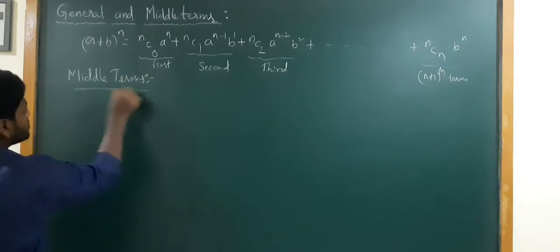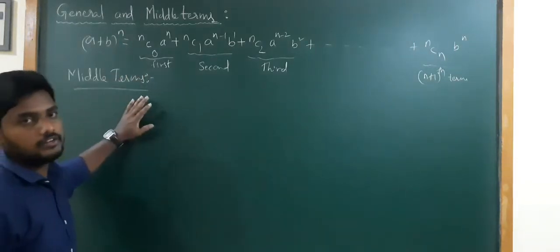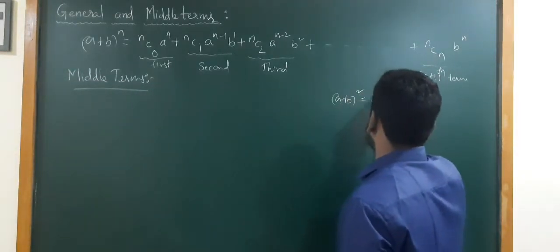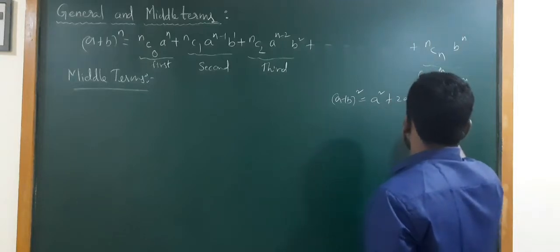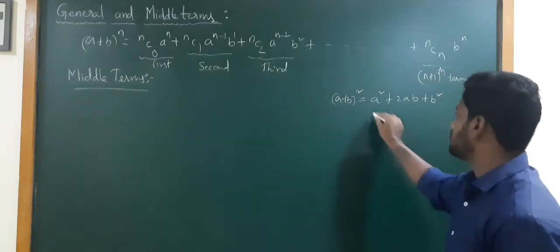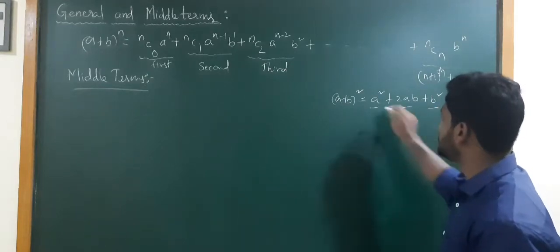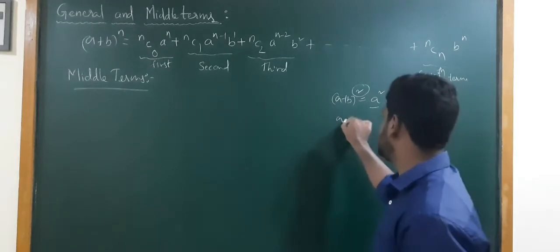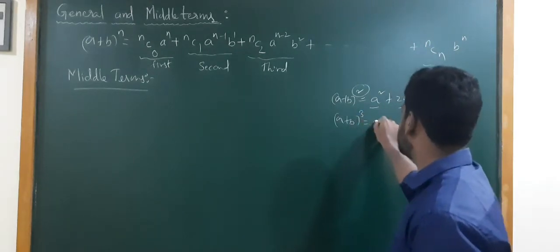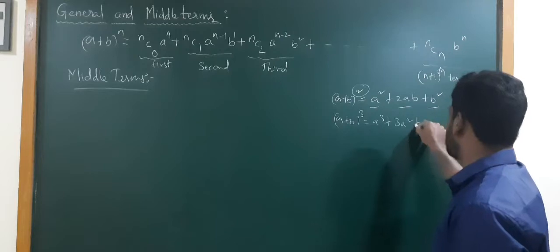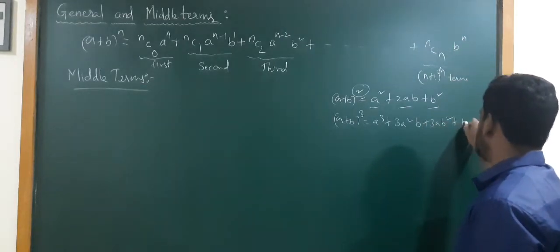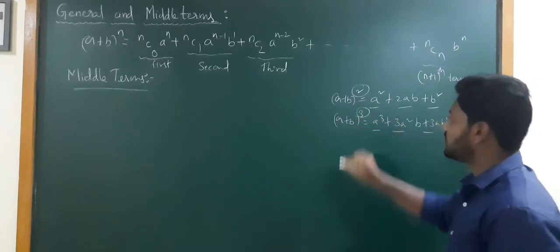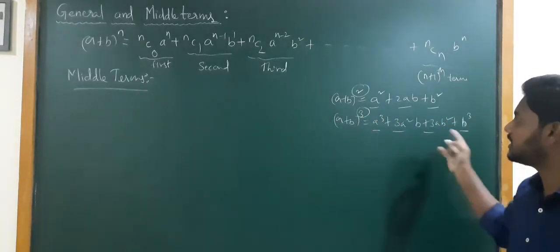See, the number of middle terms and the middle terms are based on the index value. Why? Because, for example, if you consider (a + b) whole square, that simple formula is a square plus 2ab plus b square. In that, how many terms did we get? 1, 2 and 3, which is based on this index only. If the index is 2, we will get 3 terms. If the index is 3, (a + b) whole cube is a cube plus 3a square b plus 3ab square plus b cube. So here how many terms will we get? 1, 2, 3, 4. Why? Because based on that index, if it is 3, we will get 4.